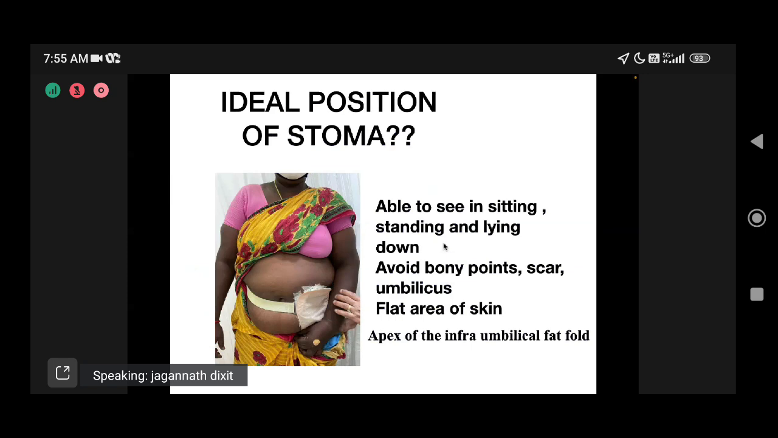So look at this patient. She's a very hardworking laborer, and she does a lot of physical activities, and you look at that, she's very comfortable, and she has got a good appliance. The most important thing is that in an obese individual with a pot belly, the stoma should not be looking towards the ground with angulation. The stoma should be facing anteriorly. So that's very, very important. The apex of the infraumbilical fat fold is the commonly preferred site for these diversions.